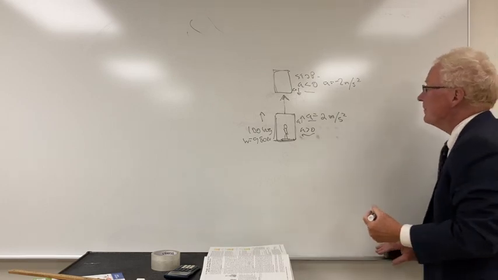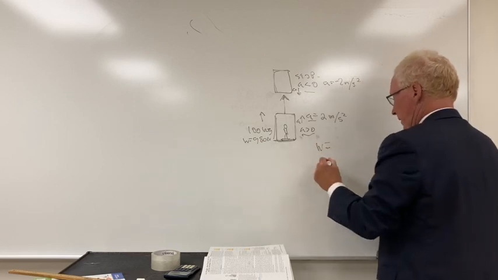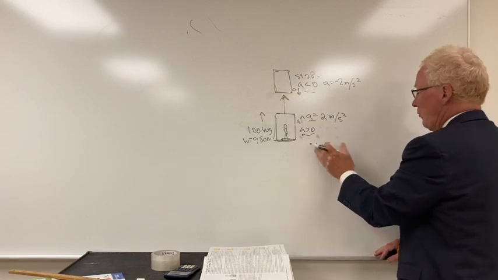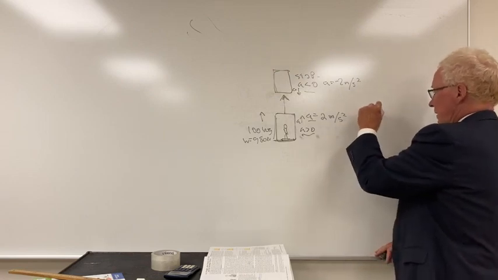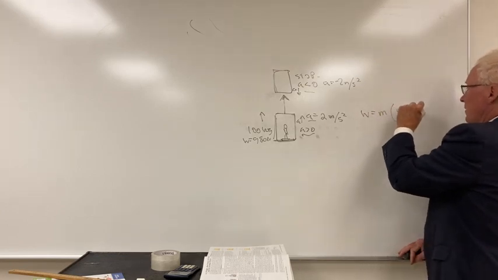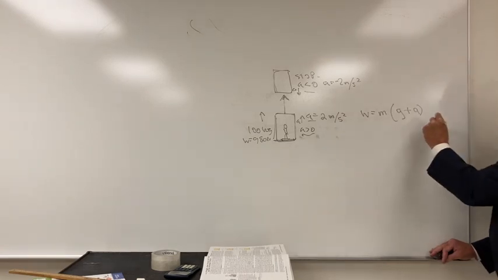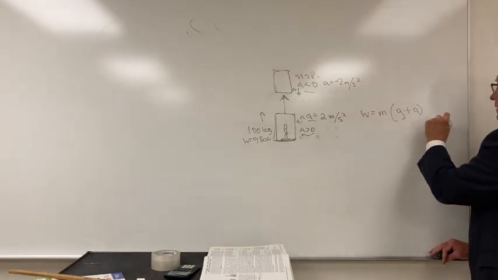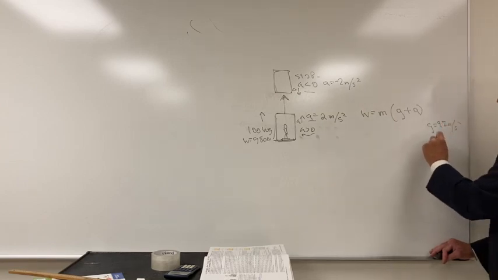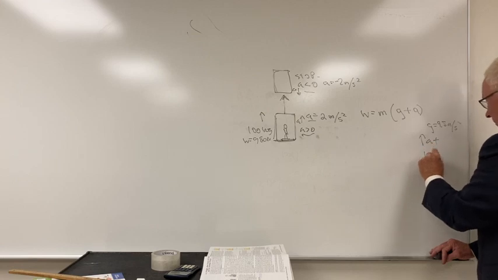All right, your weight would be, in both cases, M times G plus A, where we're defining G as 9.8 meters per second squared, and we're calling A up positive, and coming down negative.